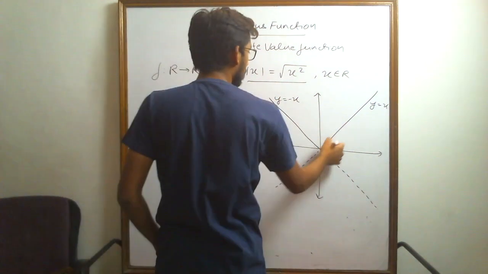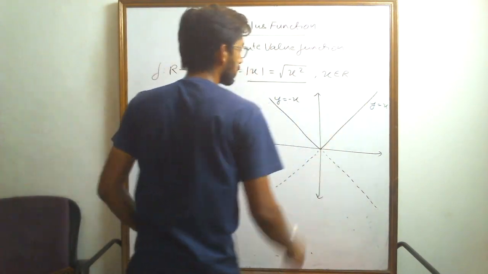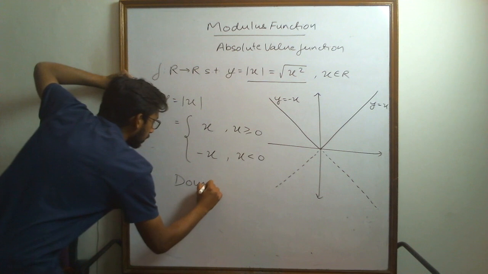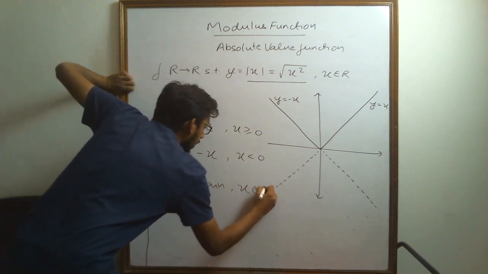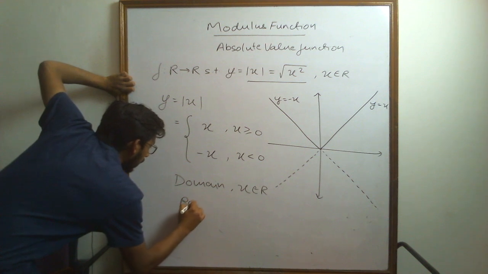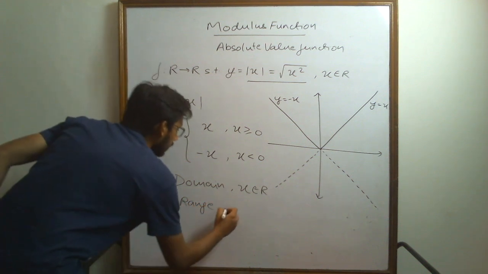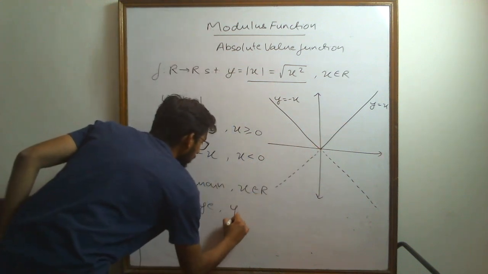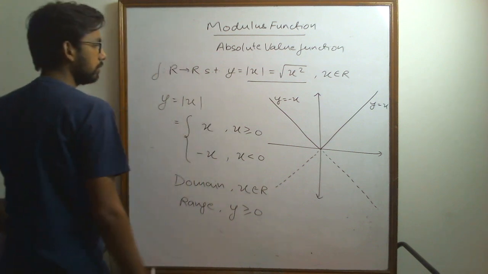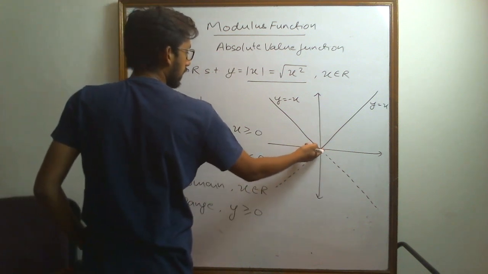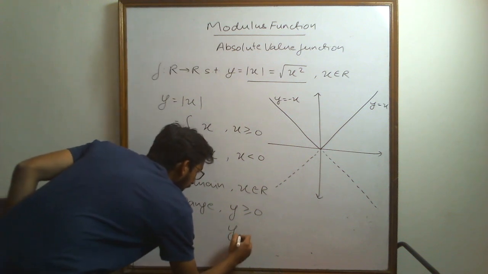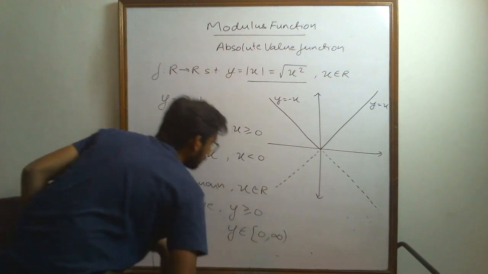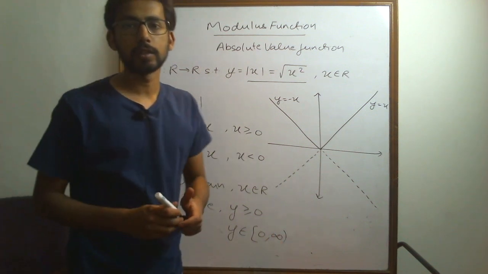So this solid line gives us the graph of mod x. This is the graph of mod x. If we talk about the domain and the range, the domain is the set of real numbers as the function is defined for all real numbers, and the range of this function is y greater than or equal to 0. Since y is always non-negative, that is y belongs to the closed interval 0 to infinity. This is the range of the modulus function.